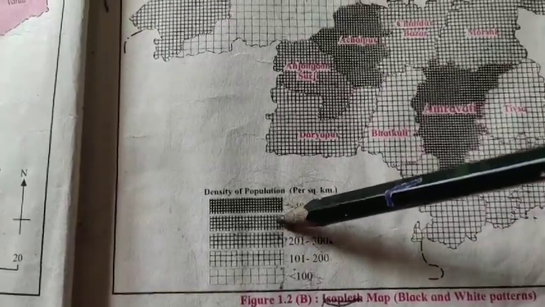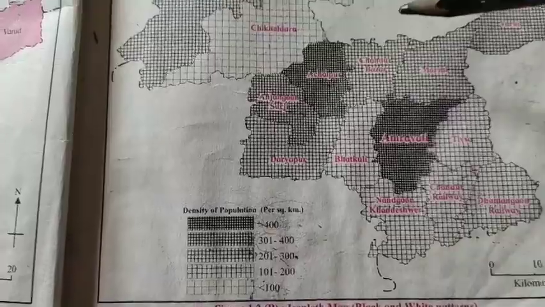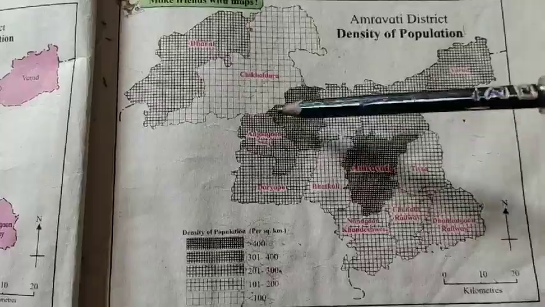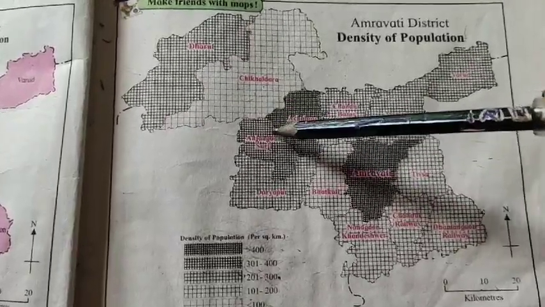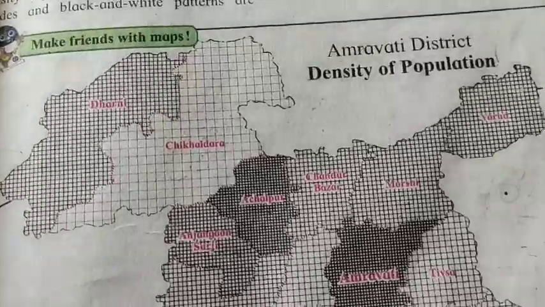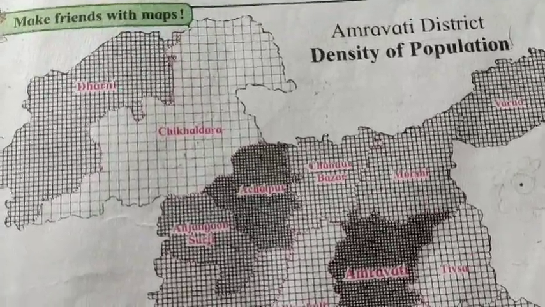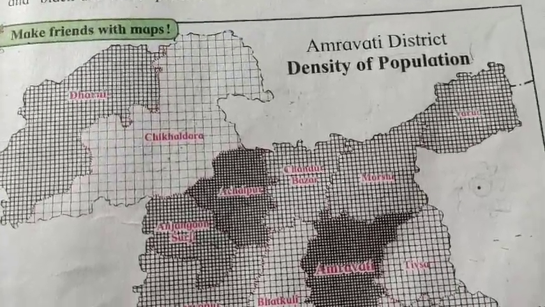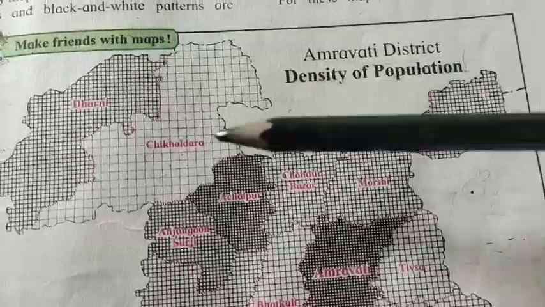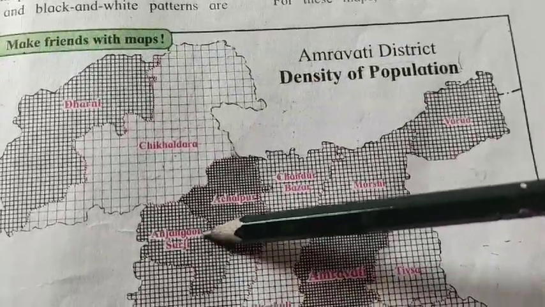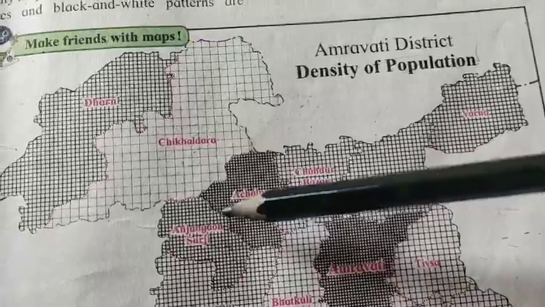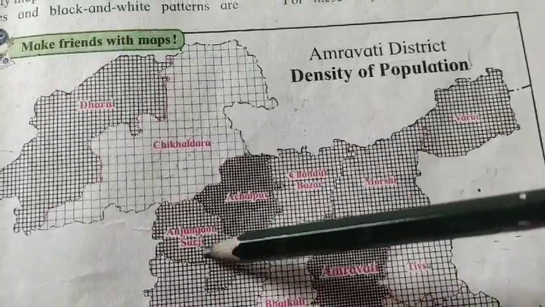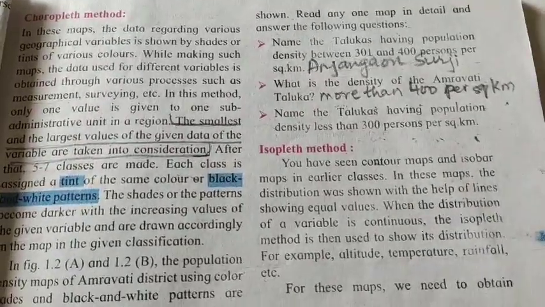Look at the pattern, the black and white pattern. Where on the map do you see such patterns? I can see only here, next to Achalpur. Let me show it very close to you. So which taluka is that? It is Anjangaon Surji. Please write down the answer. In this whole Amravati district, I can see only this taluka, Anjangaon Surji, which has a population between 301 to 400 persons per square kilometers. So the answer is Anjangaon Surji.